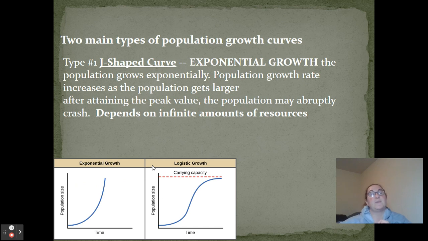So we got two different types of population growth curves. We got the J curve, which is going to be this one right here, showing an exponential growth, meaning that there's no limit. There's going to be continuous growth. It will never stop. Population growth rate increases as the population gets larger. And after obtaining peak value, eventually we'll hit a crash. But it depends on an infinite amount of resources. Right now, humans are considered to have an exponential growth because we, as a human population on the planet, have not stopped growing.